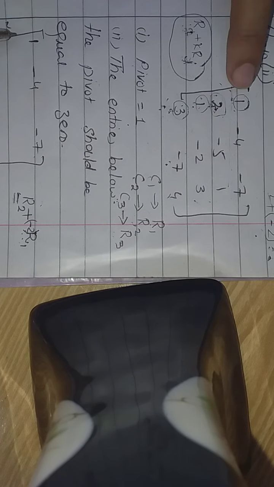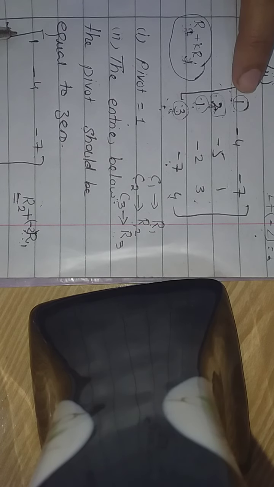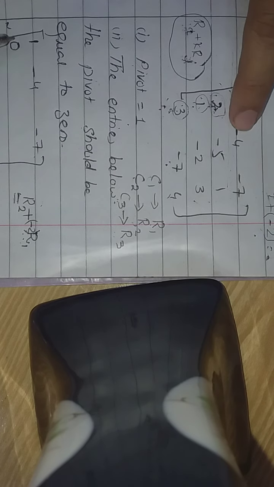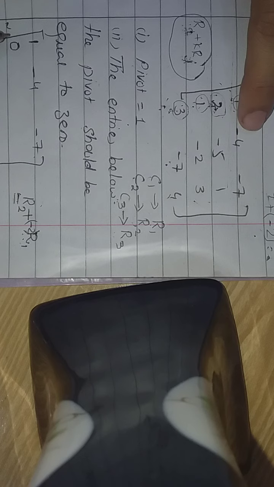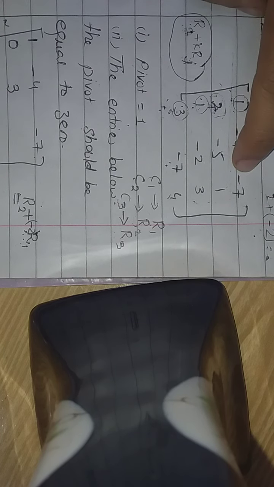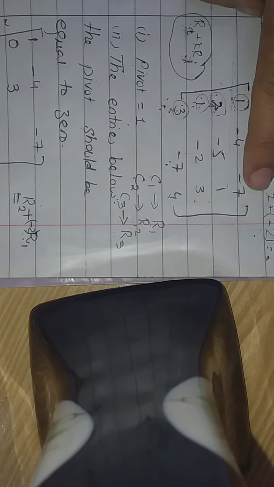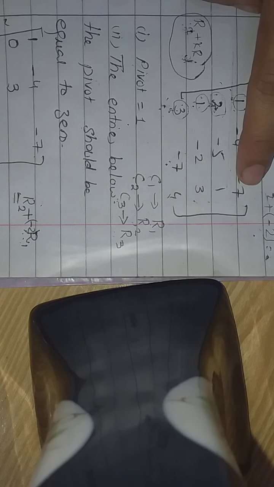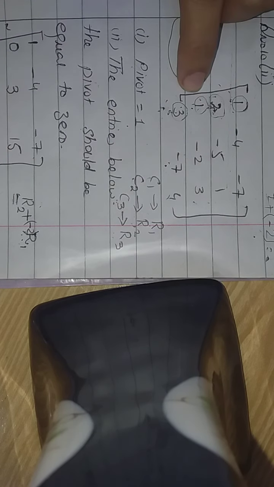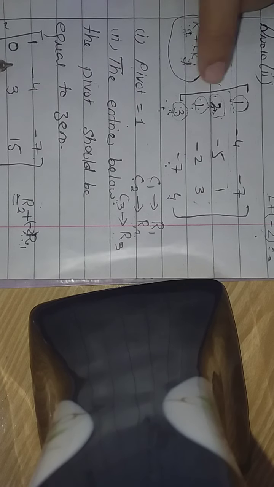So what do we get? Negative 2 multiplied with 1 will give us a negative 2, and negative 2 plus 2 will be equal to 0. Then similarly, negative 2 multiplied with negative 4 will give us positive 8. Positive 8 added to negative 5 will be positive 3. 8 minus 5 is equal to 3. Negative 2 multiplied with negative 7 is positive 14, and positive 14 added to 1 will give us 15. Now we have brought the first 0 over here.